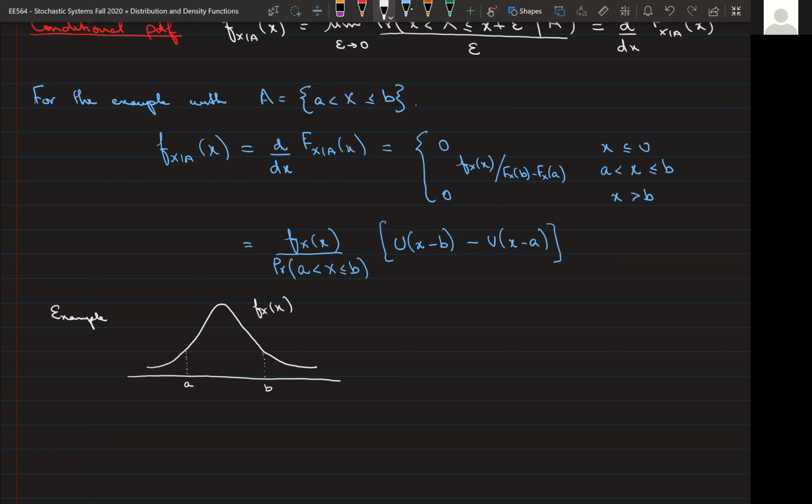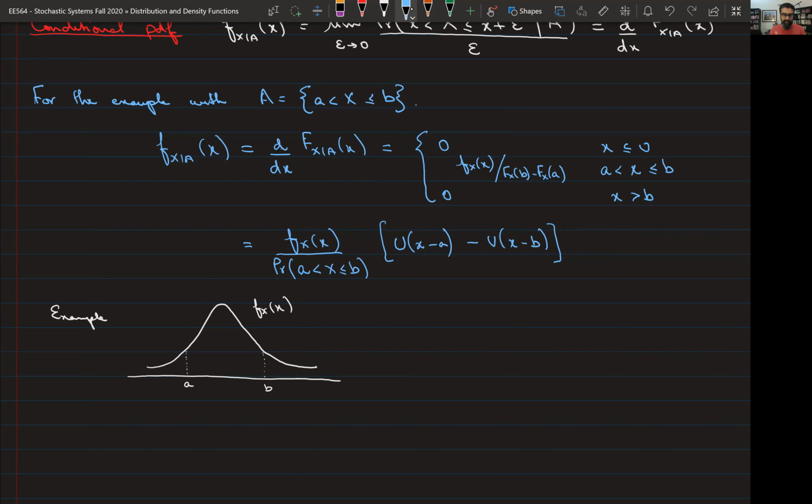Sir, won't the step function be u of x minus a minus u of x minus b? B is greater, right? Sorry, no, you're right. So B is greater. Thank you. Okay? So between A and B this is equal to 1 and 0 outside of this.